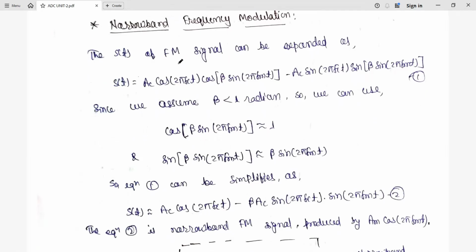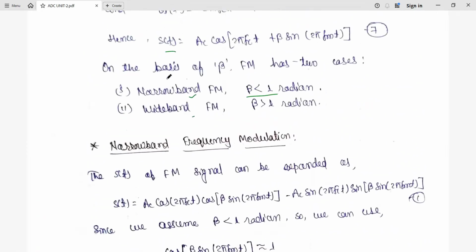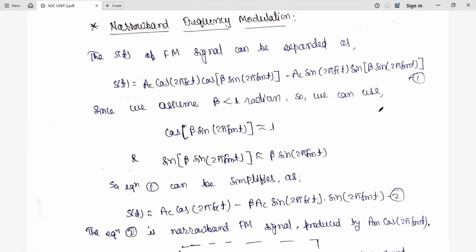So here we are going to consider the narrowband case. So beta is taken as less than 1, and this is the expression we have for the modulated wave. In that modulated wave, we have an expression of the form cos A plus B. This is taken as A and this is taken as B. Now we apply the formula of cos A plus B, that is cos A into cos B minus sine A into sine B. Once we substitute A as 2 pi fc t and B as beta sine 2 pi fm t.